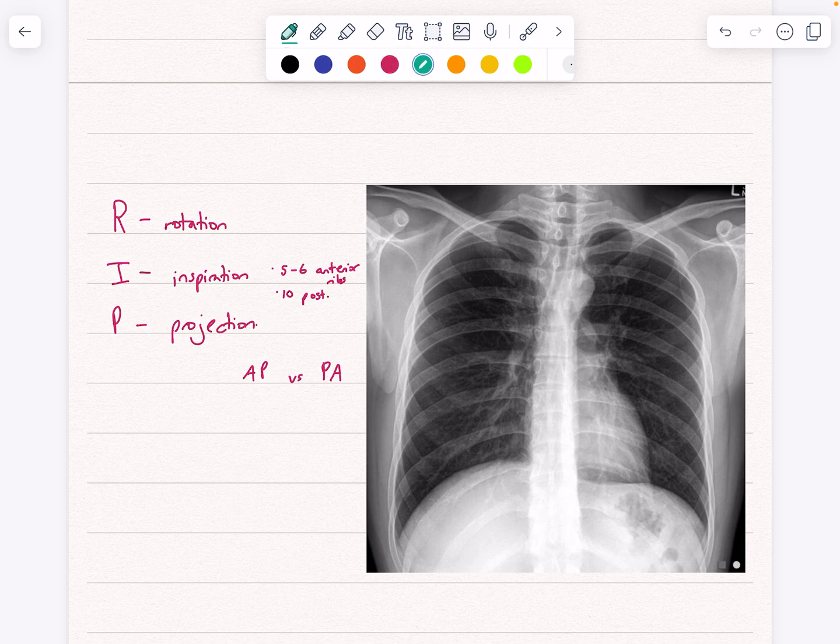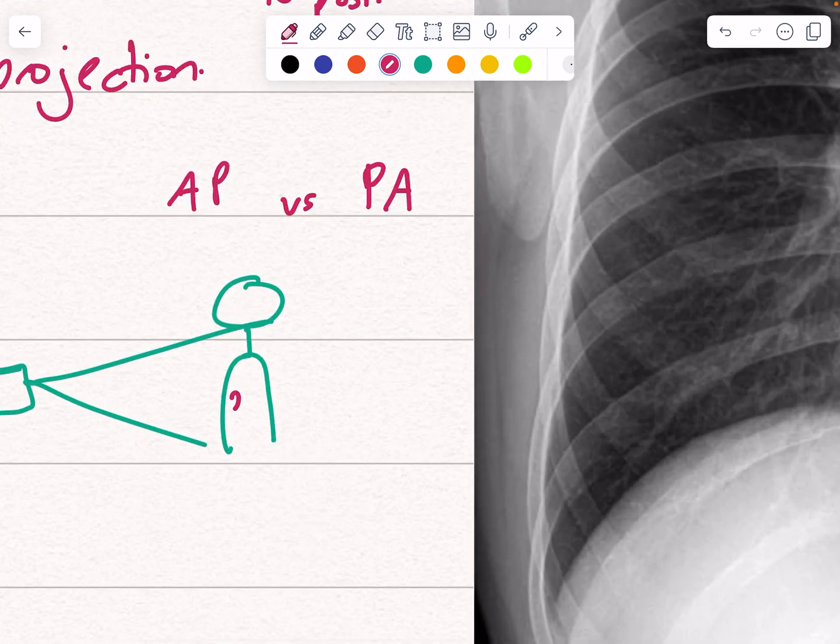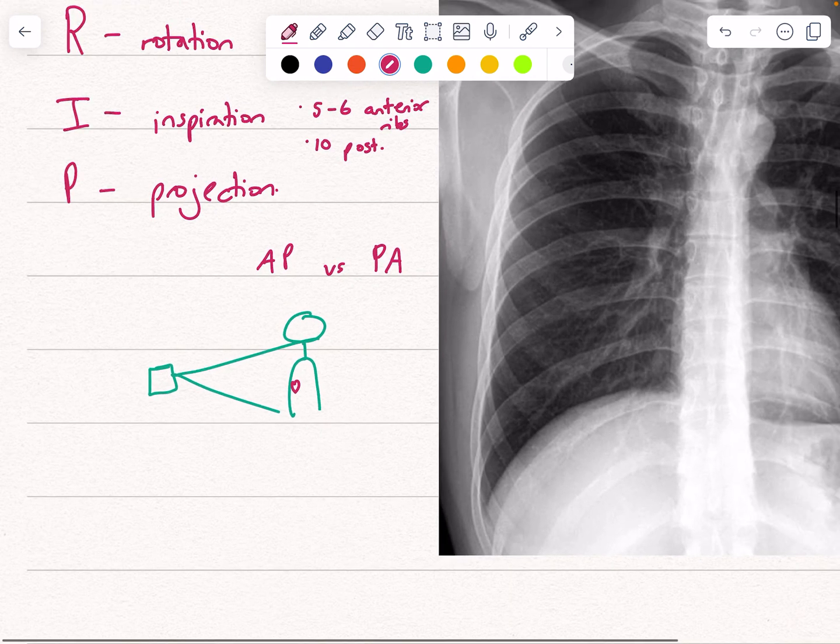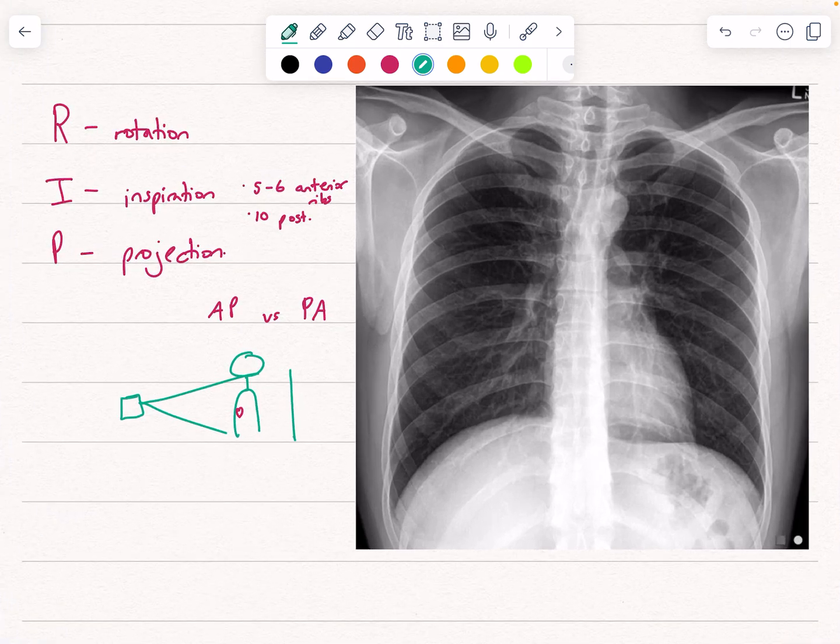So if I try drawing some kind of image, let's say that this is a person, and that's their chest. This little box here is the chest X-ray machine, and it's going to fire out the imaging stuff. And then we're going to draw a little heart here. Then you have the film here, which is where the actual chest X-ray, i.e. this image, projects onto.